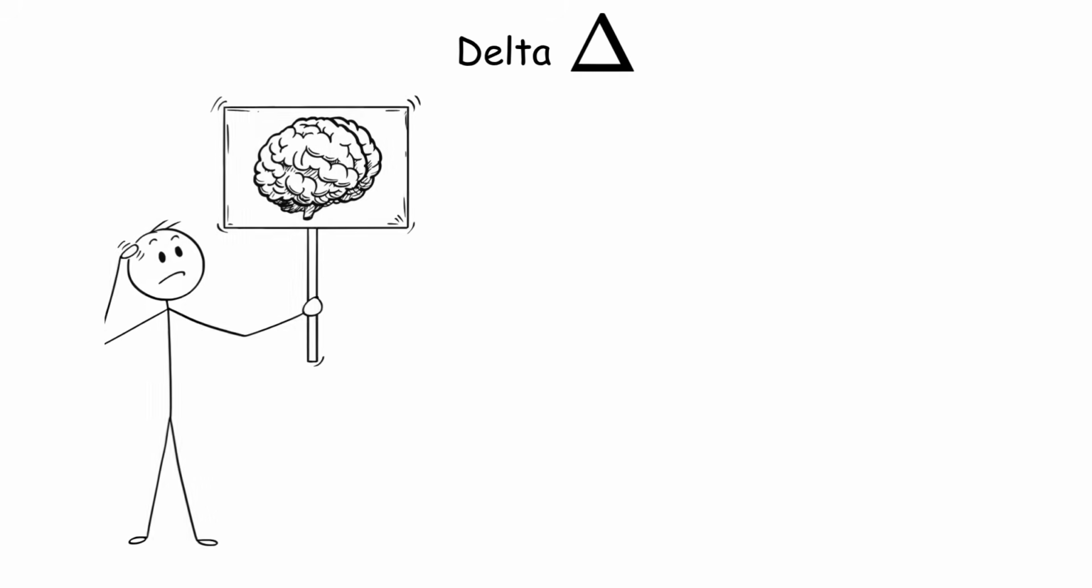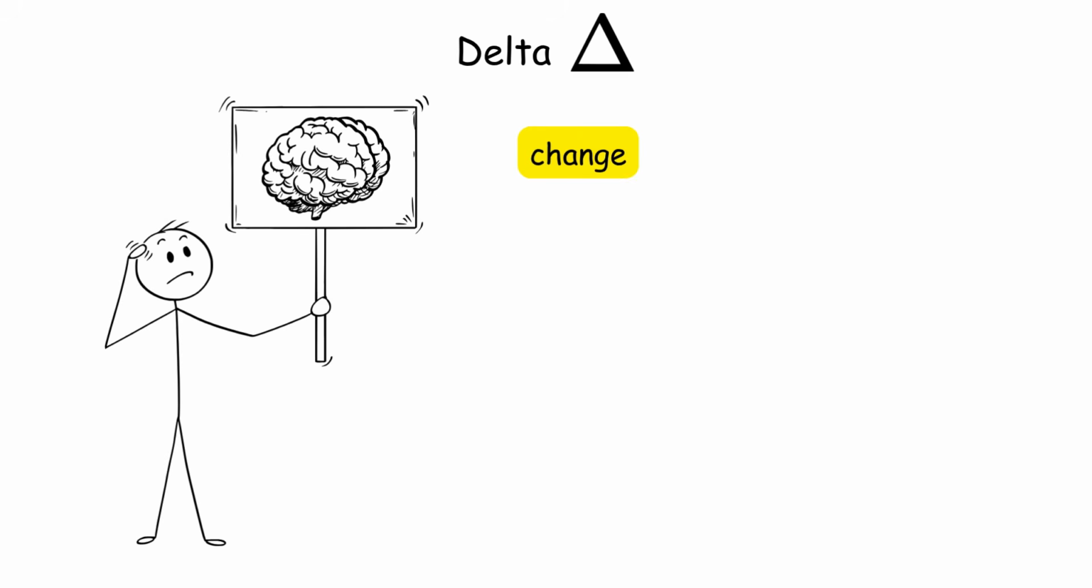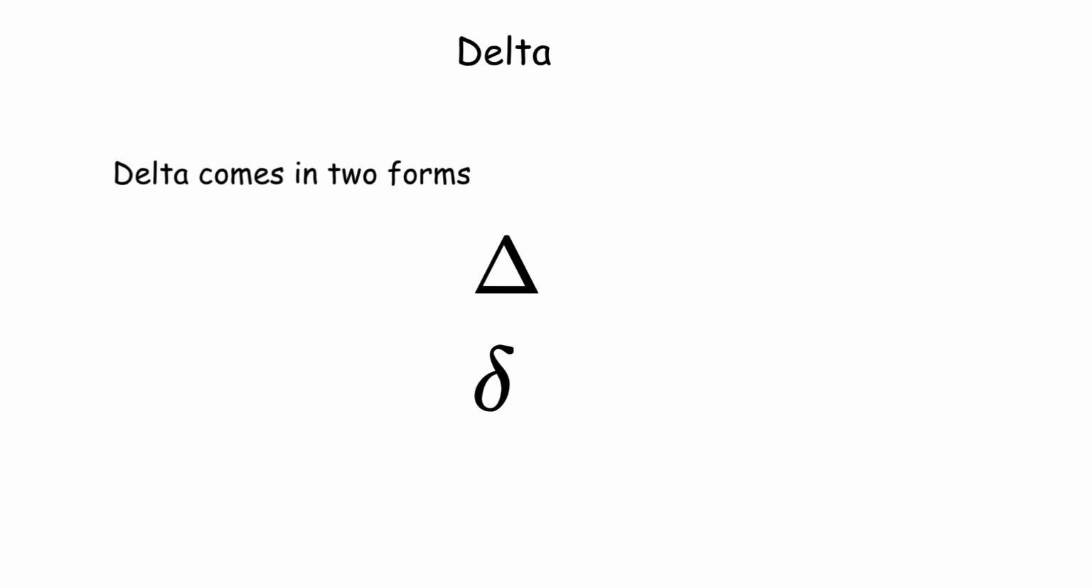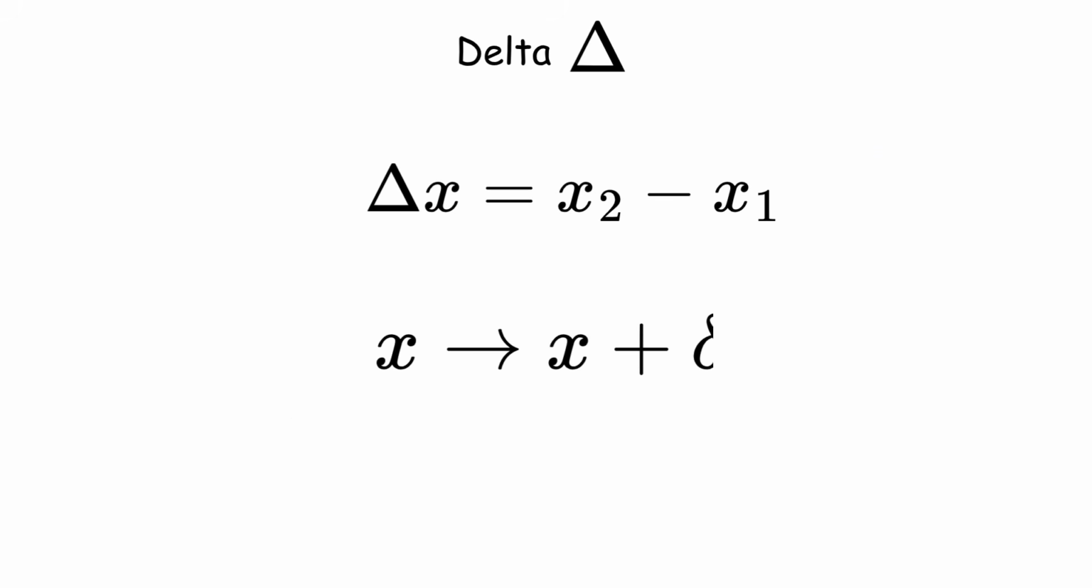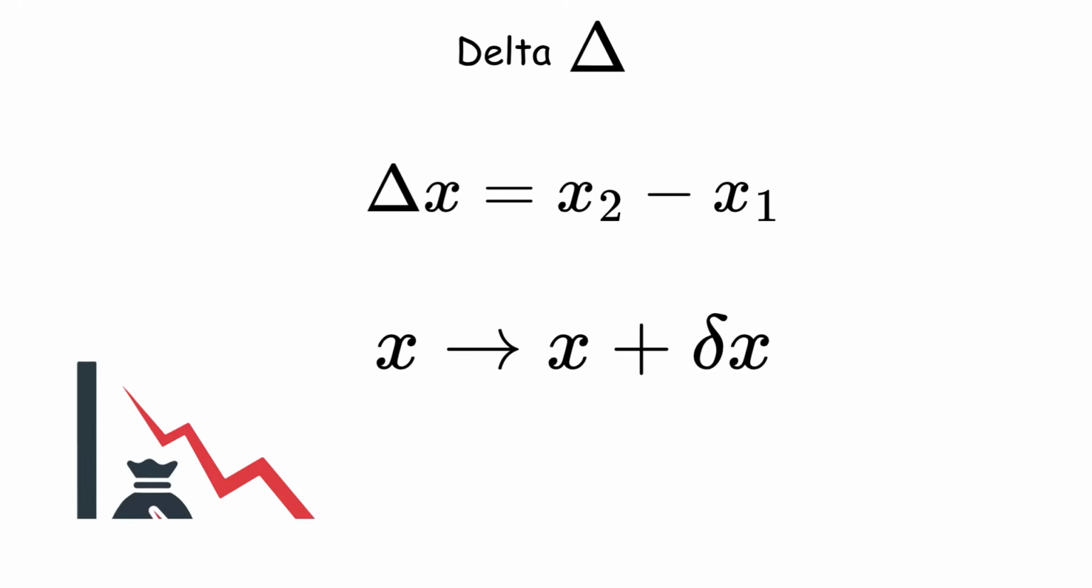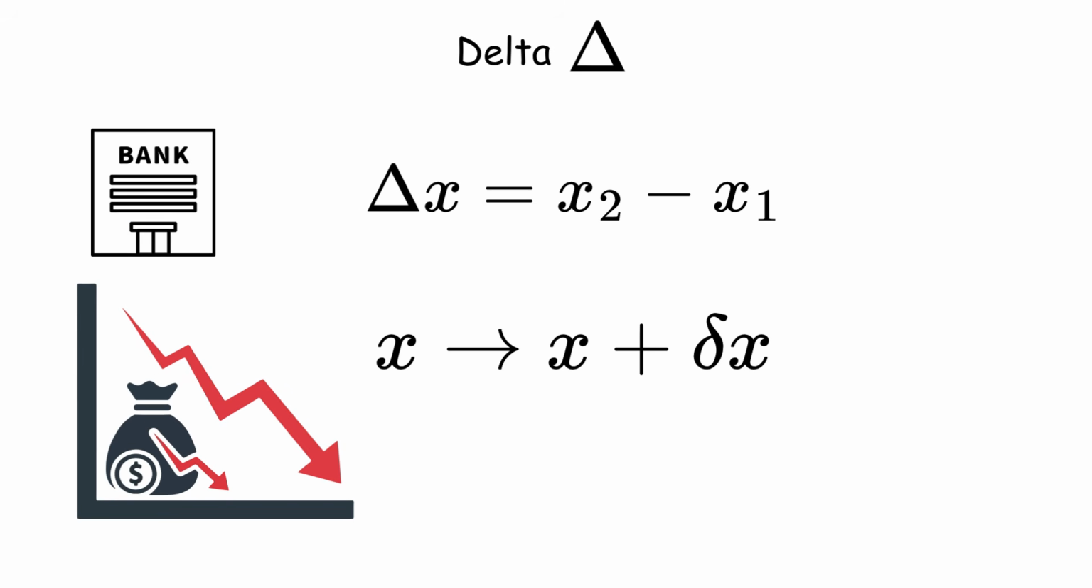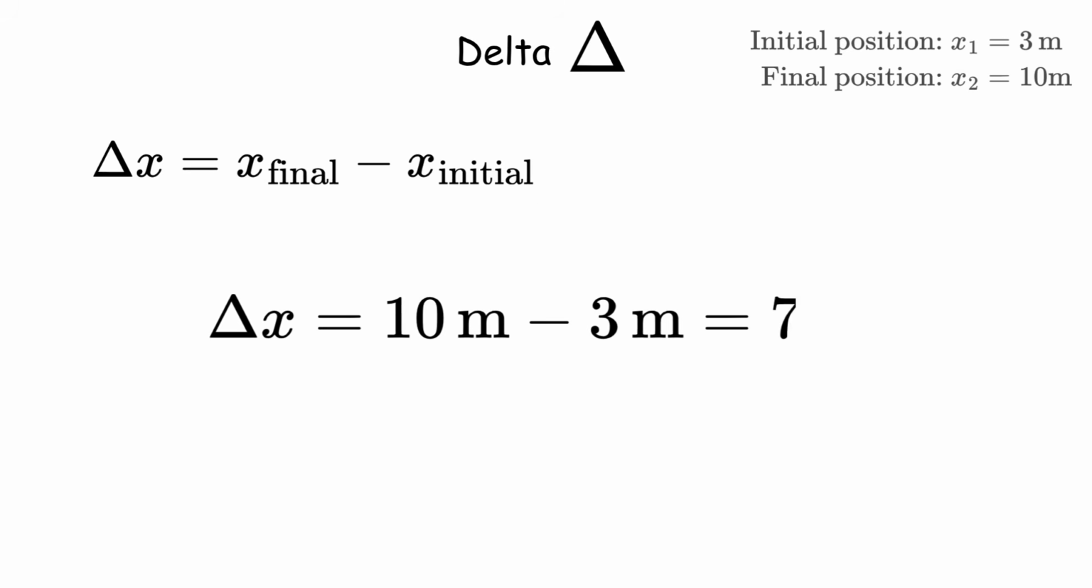Delta. Everyone thinks delta means change. That's only half the story. Delta comes in two forms, both Greek letters that entered calculus in the 17th and 18th centuries. As shorthand for a difference between two values, think of it as the change in balance line on a bank statement. Delta X, meaning how far something moved.